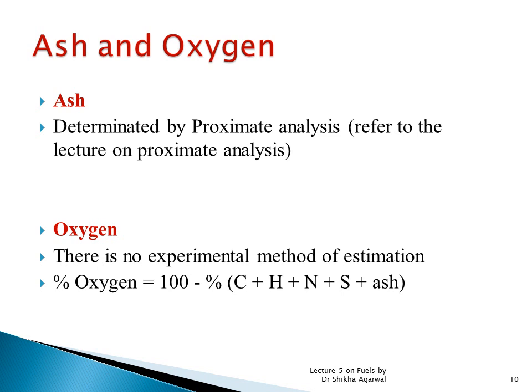Now ash, how do you find out ash? That we have already studied. It is determined by the proximate analysis. I am not repeating it again. It is the same method; you have to find it by proximate analysis and use the value here. Now to find the percentage of oxygen, there is no direct method to experimentally find out how much oxygen is present. So oxygen is found by subtraction. It is 100 minus the percentage of carbon plus hydrogen plus nitrogen plus sulfur plus ash. That is how indirectly we find out how much oxygen is present in a given coal sample.